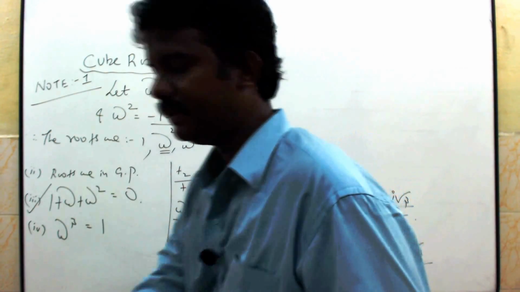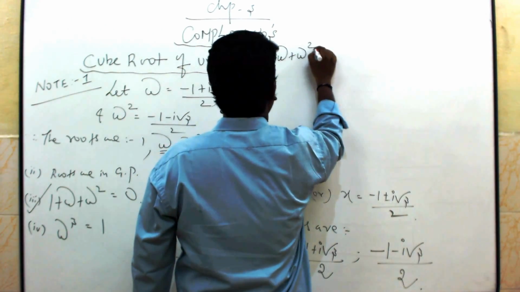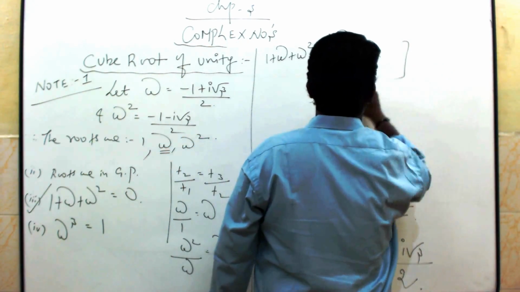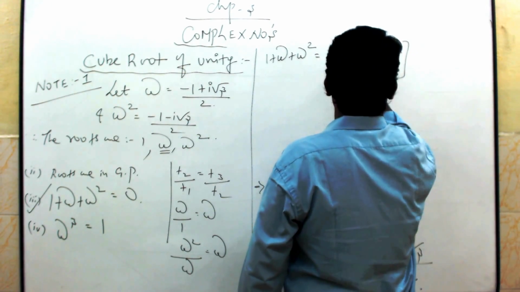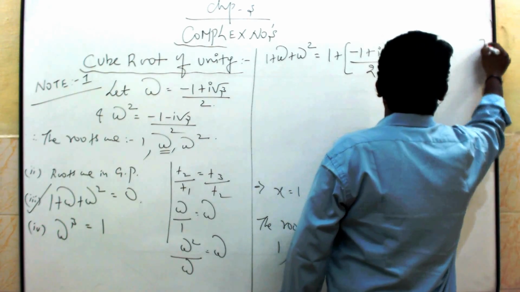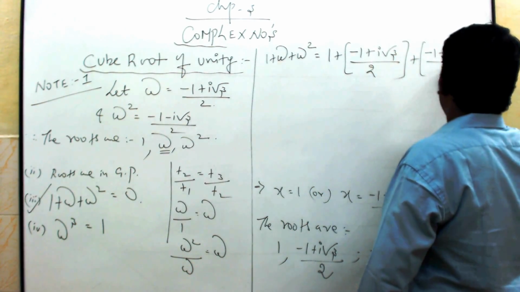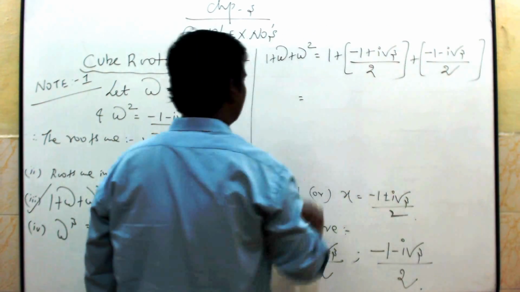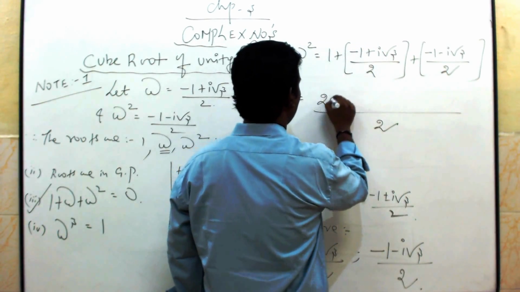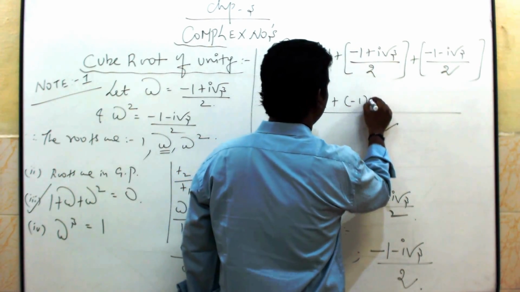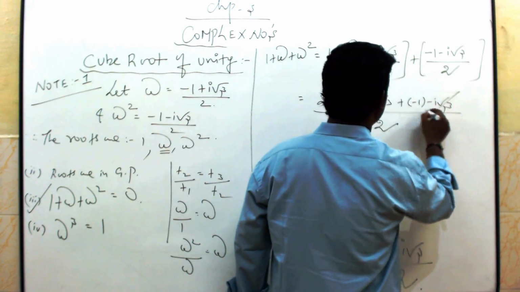உங்களுக்கு ஒரு டவுட் வரலாம், எப்படி சார் 1 plus omega square 0 ன்னு சொல்றீங்க? Here 1 plus what is omega? Here -1 plus i root 3 by 2. What is omega square? It is -1 minus i root 3 by 2. Take the LCM. What is LCM? 2. Here you will get 2 plus -1 plus i root 3 plus -1 minus i root 3. This and this will get cancelled.